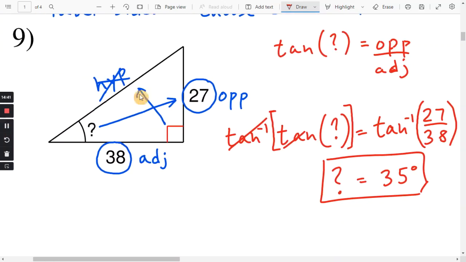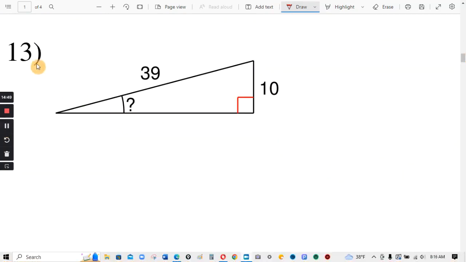Okay, like I said, you can label all three sides if you like, but you really only need to label the two sides with the numbers. Okay, please pause and try number 13, and I'll give you a hint. You're going to be using the sine function, or should I say inverse sine function, on this one here. But start by labeling the sides.